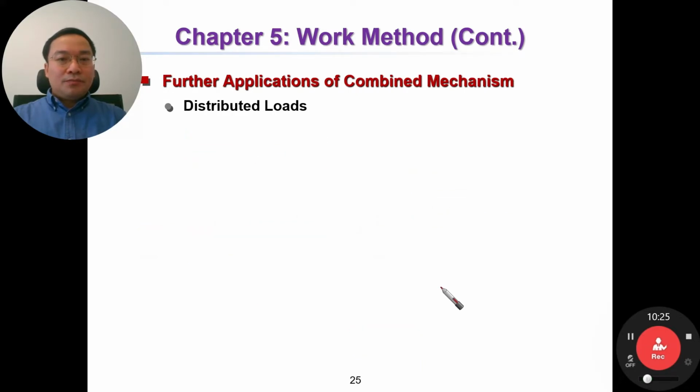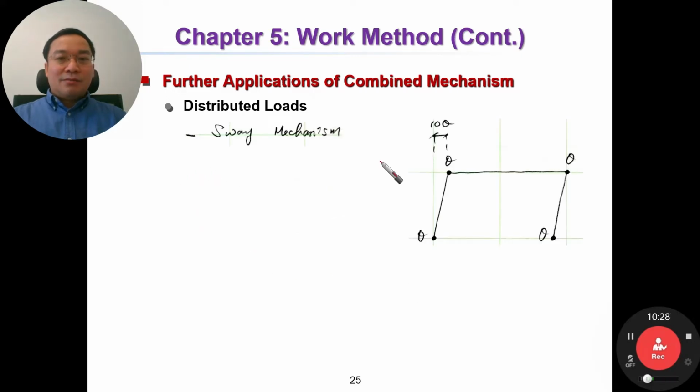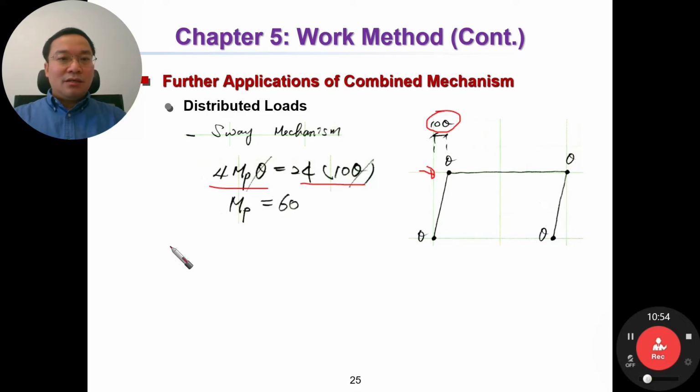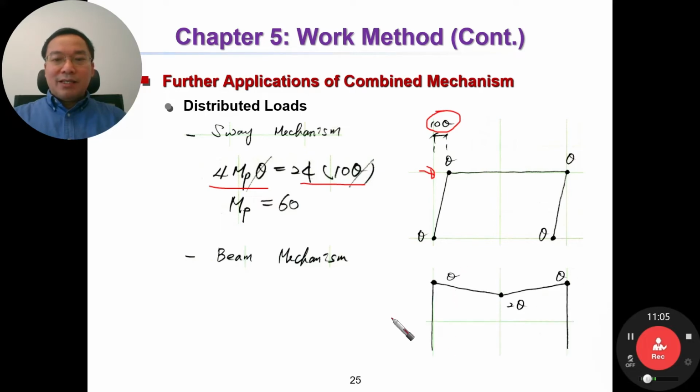Which ones? The first is the panel mechanism, or sway mechanism. With the sway mechanism or panel mechanism, we have external work and internal work equal to 4 MP: 1, 2, 3, 4. For the external work, we have the load here, 24, multiplied by this distance, equal to this, and MP equal to 60. For the beam mechanism, here is the beam mechanism.